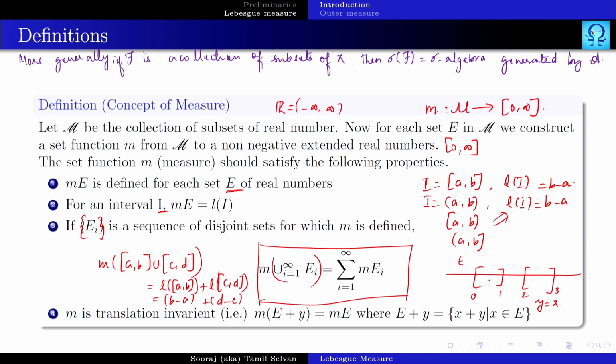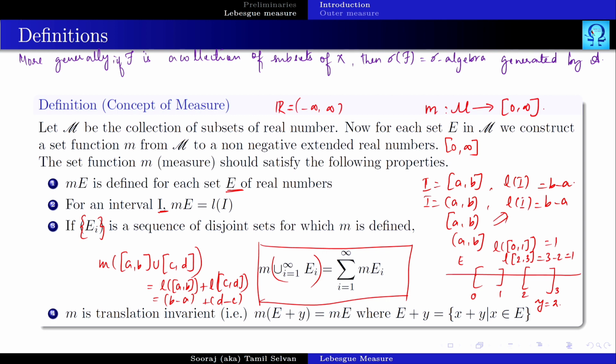I would land here. So whether I take the length of this interval or the length of this interval, the length of 0 1 is 1, and the length of 2 3 is 3 minus 2, which is also 1. That is what they are trying to say. If you add a particular number to all the entries of a set, then find the measure, that is the same as taking the measure of the original set. This is the definition of measure.